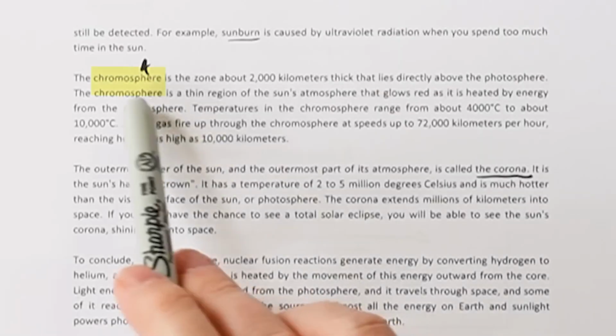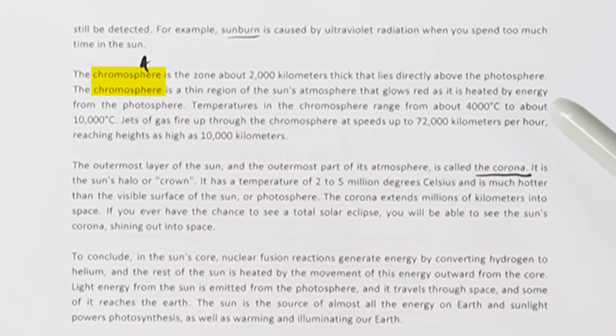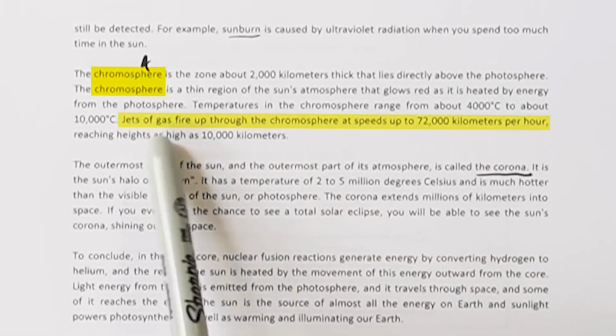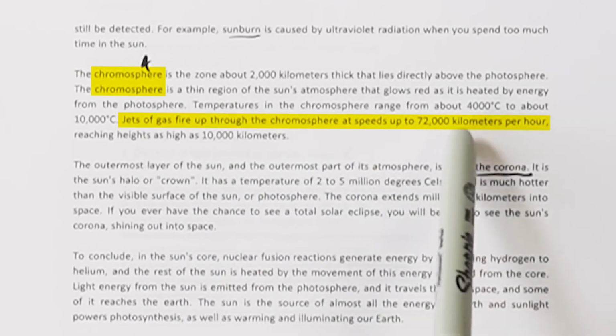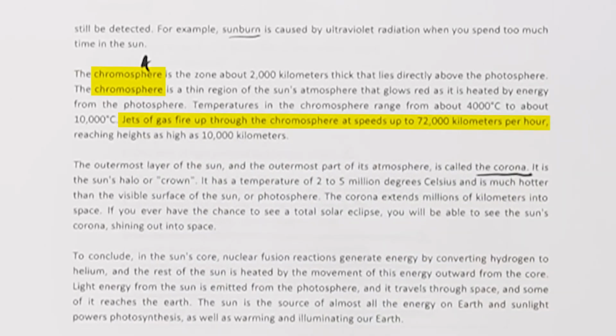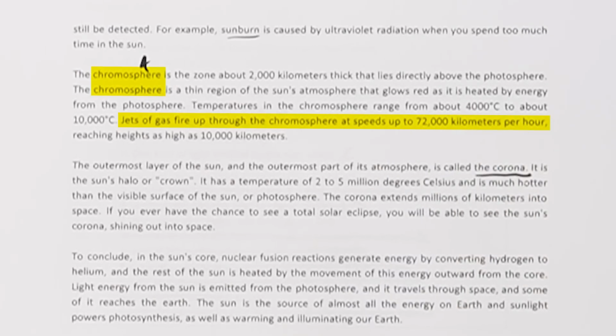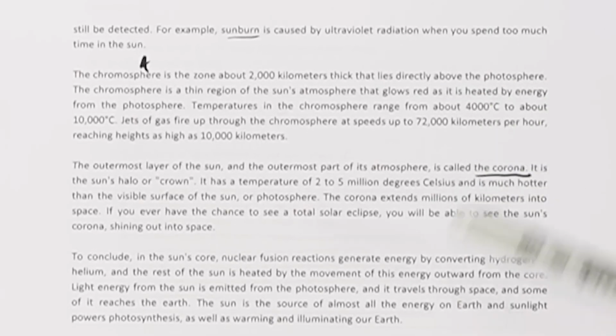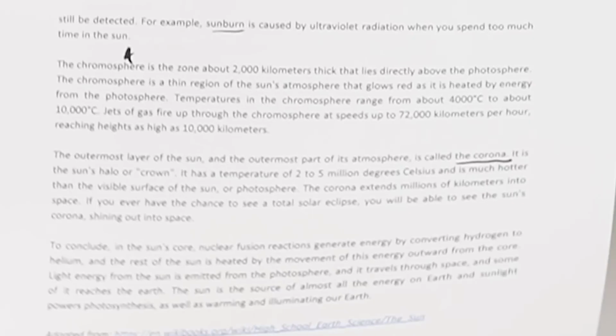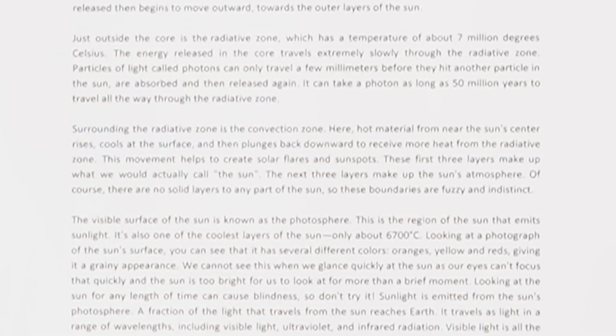Light travels faster through the chromosphere than it does through the radiative zone. So we're looking for chromosphere, radiative zone, but particularly light traveling fast. So you have the chromosphere here. Does it say anything about light? Jets of gas fire up through the chromosphere at speeds of up to 72,000 kilometers per hour. So that's not light, that's gas. Those are two completely different things. So it doesn't say anything here about the speed of the light.